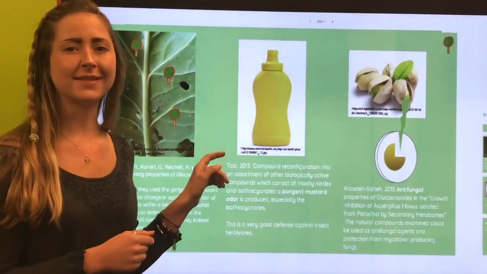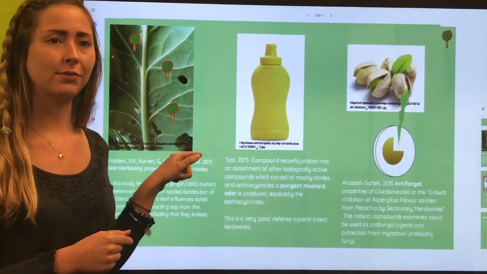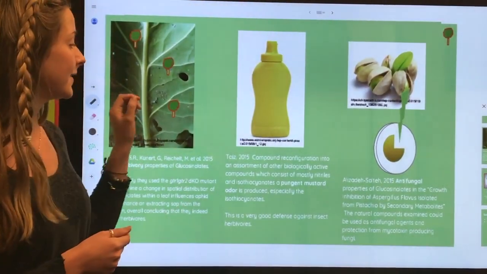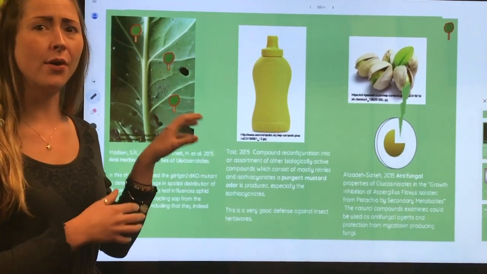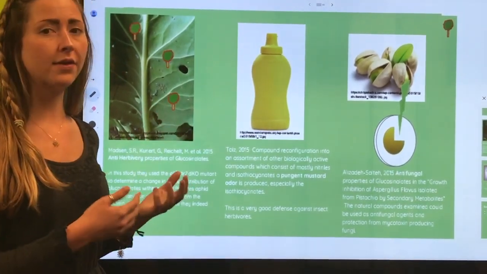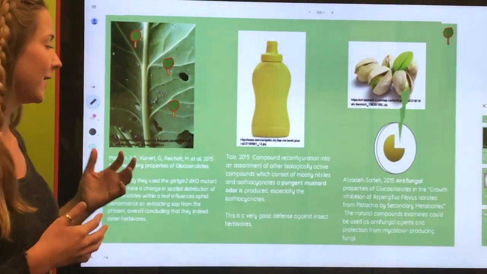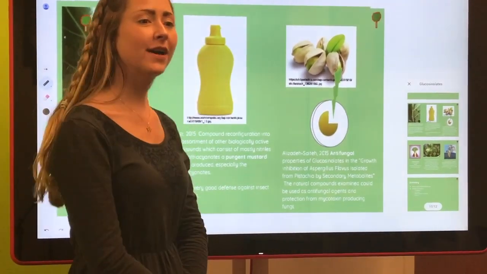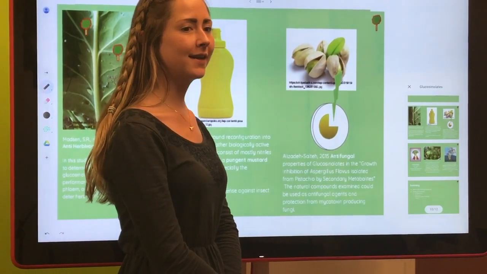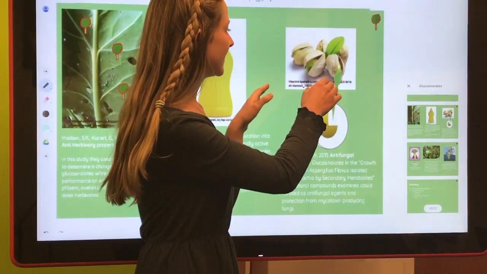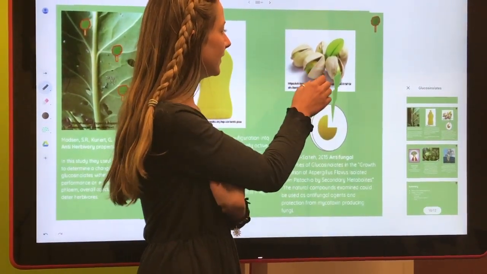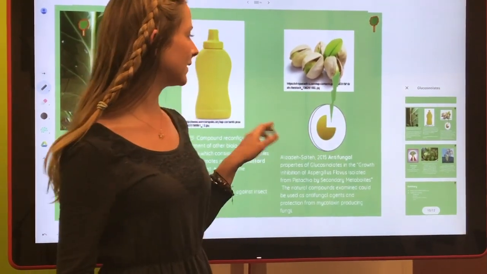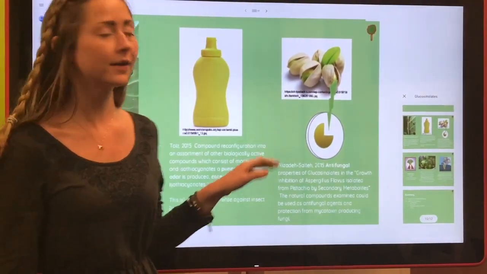One of the properties of the major degradation product of glucosinolates, isothiocyanate, is a pungent mustard odor. This is another quality that makes it so that bugs don't prey on it so much. In 2015, Alzada and Sathe used the pistachio and the glucosinolates within it to inhibit the growth of Aspergillus flavus, which is a toxic microspore.